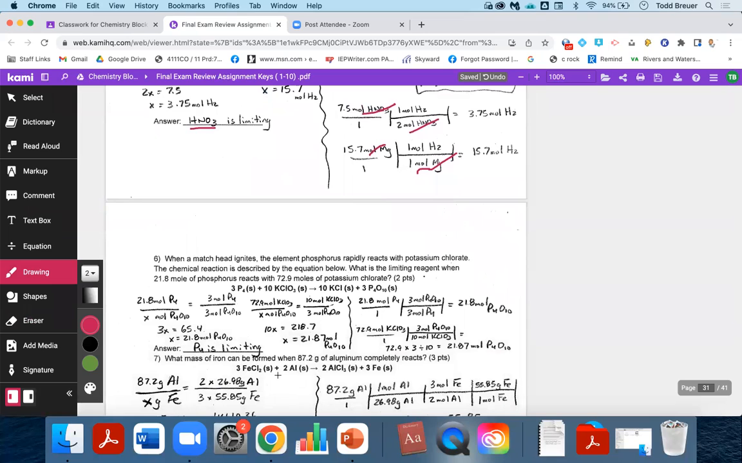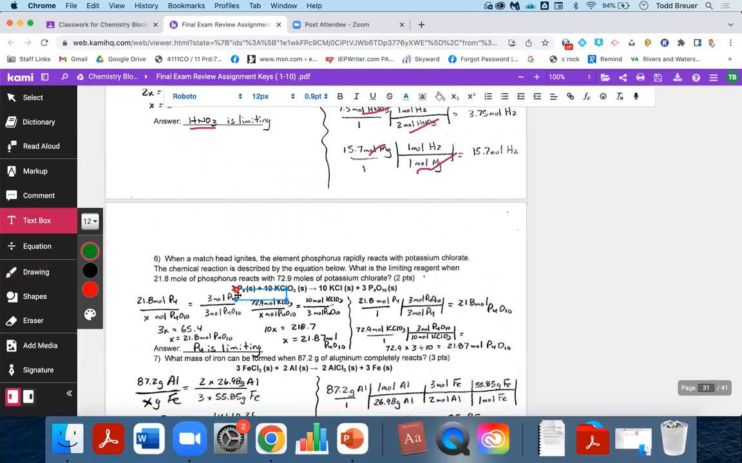So what we see in number 6 is really the same thing as we had in number 5, just another practice example. If you wish to, sometimes it's easier to understand if you do a little bit of labeling. So 72.9 moles of potassium chlorate. That's how much you have of this reactant. And phosphorus, P4, you have 21.8 moles of that. So one of these piles is going to run out. We would call that one the limiting reagent.